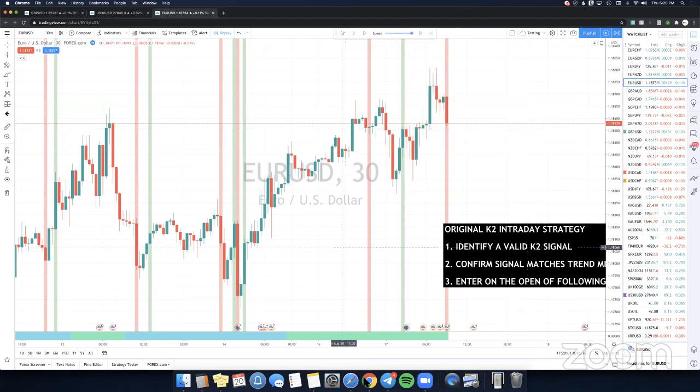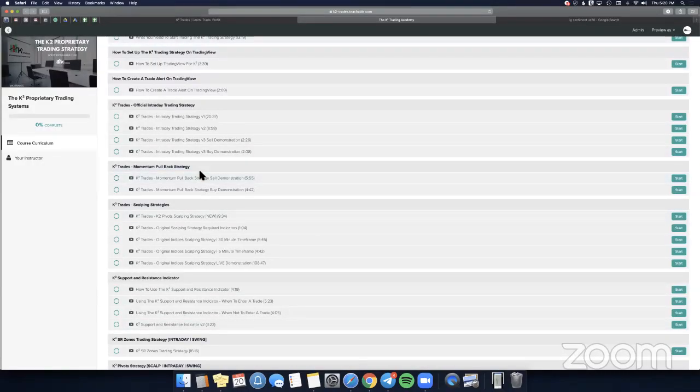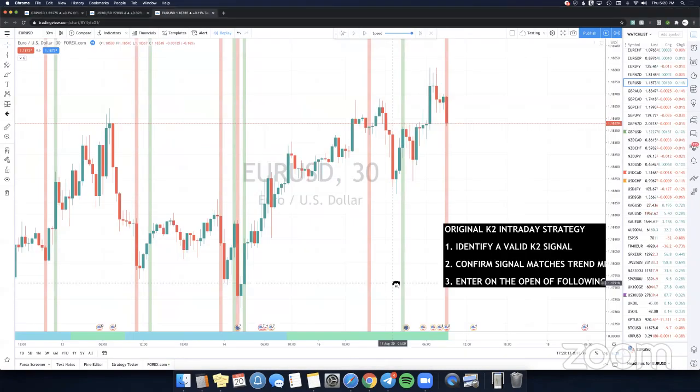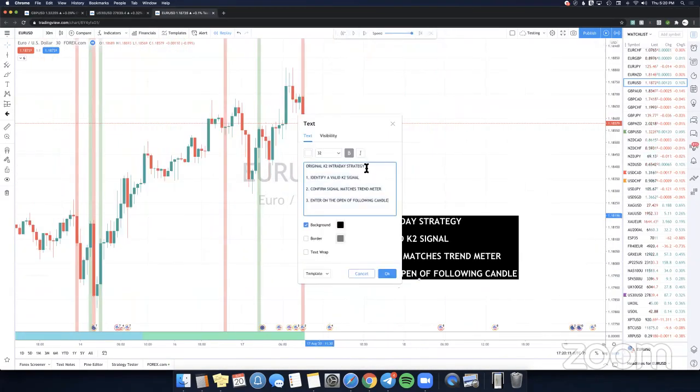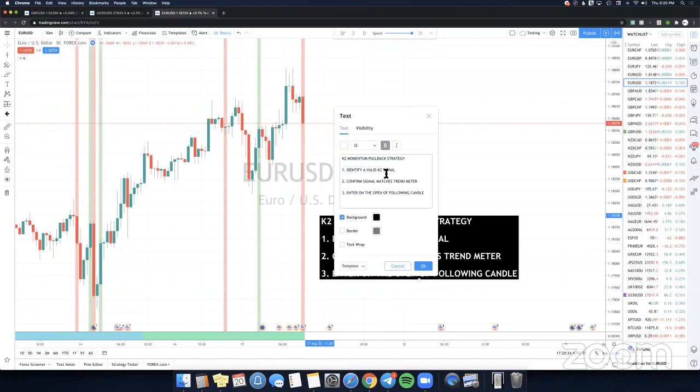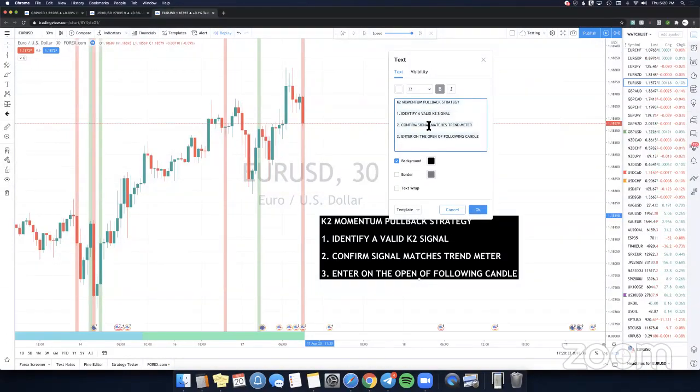The next strategy is the K2 momentum pullback strategy. This strategy is pretty much the same thing, just a different entry. Let me change the settings here. First, you want to identify a valid K2 signal. Next, instead of confirming that the signal matches the trend meter, you want to confirm the signal does not match the trend meter. So it's pretty much the same strategy, except you're looking for opposite things.